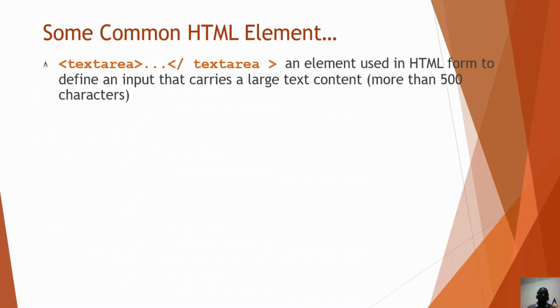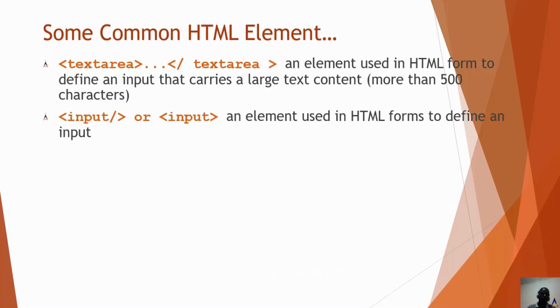We have textarea. A textarea is an element used in HTML forms to define an input that carries a large text content, usually more than 500 characters. So this is a form element. It's not just a normal element that we can use in a web page. We use this when we want to define somewhere on a web page that we want to put a form. An input element also defines an HTML form input where we want to put either text or number, etc.